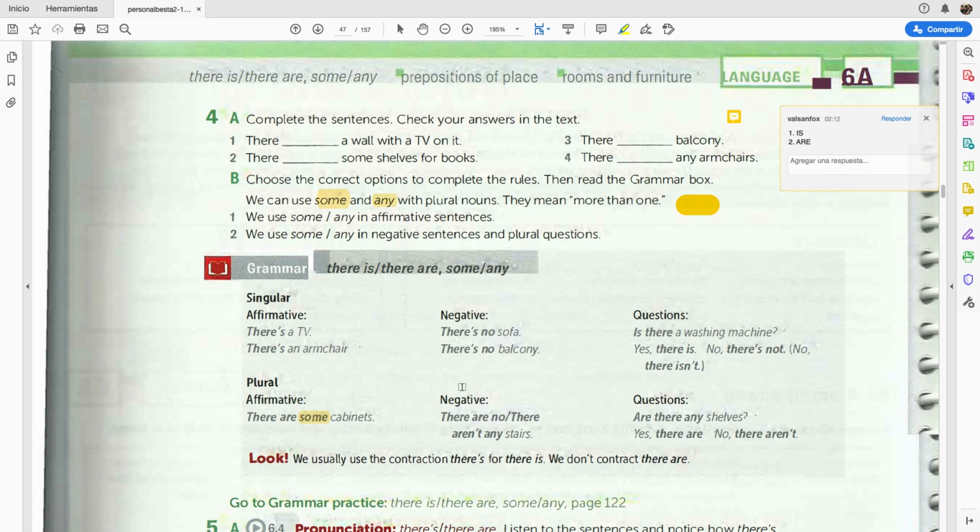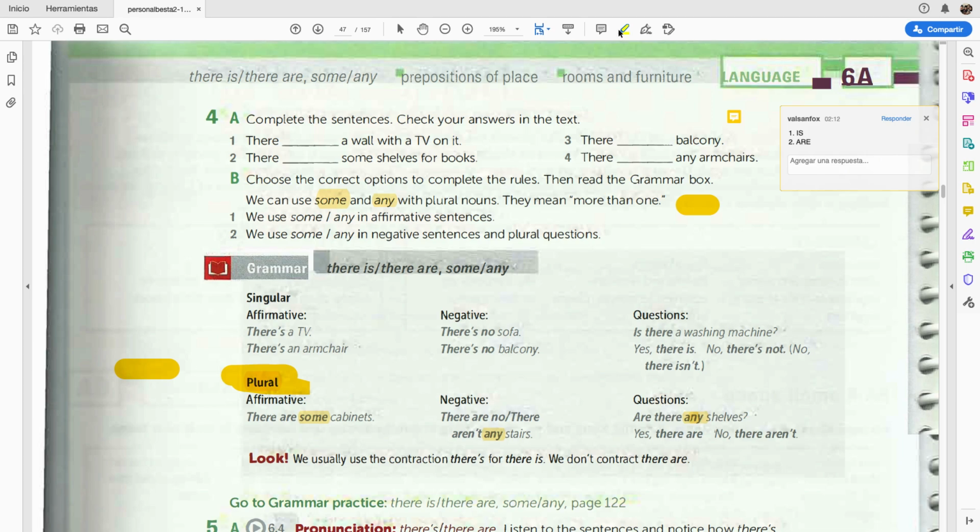And what happens with negative? Or with any, sorry. We use any for negative and also for interrogative sentences. But remember, with plural nouns, with plurals, we use some, and any for questions.